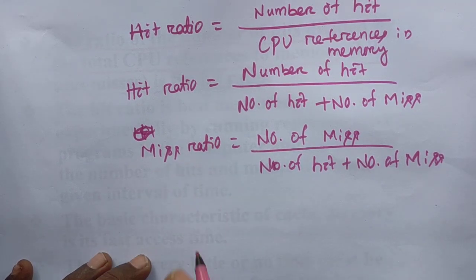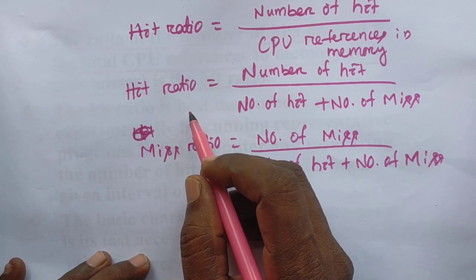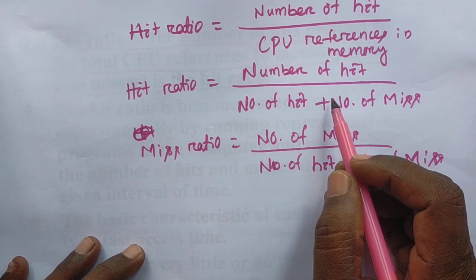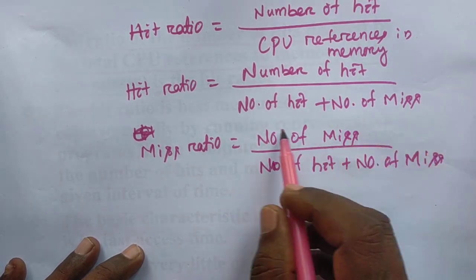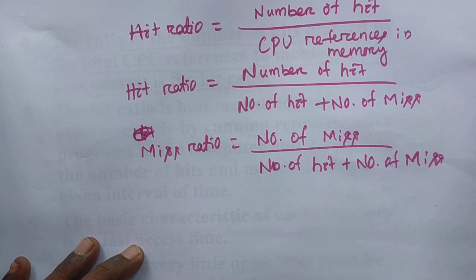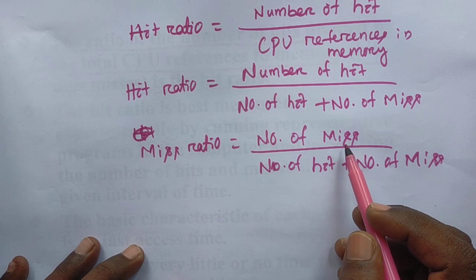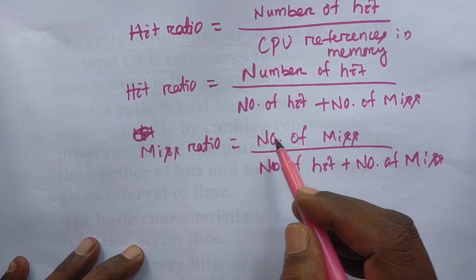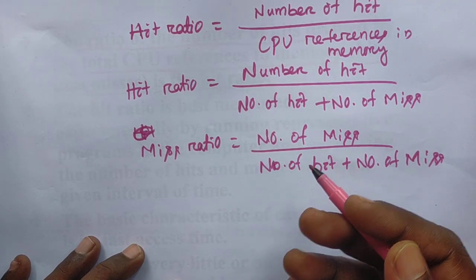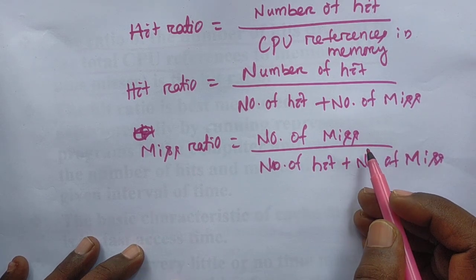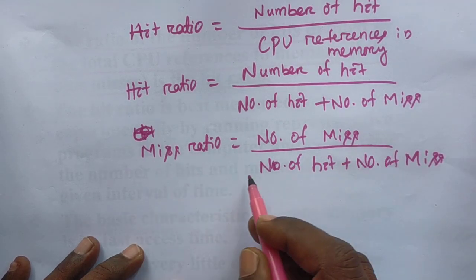That means the hit ratio is defined by the number of hits, meaning the number of data available in a cache memory. Similarly, for the miss ratio, the number of misses means the number of data not found in cache memory, available only in main memory. Then the miss ratio is also found.